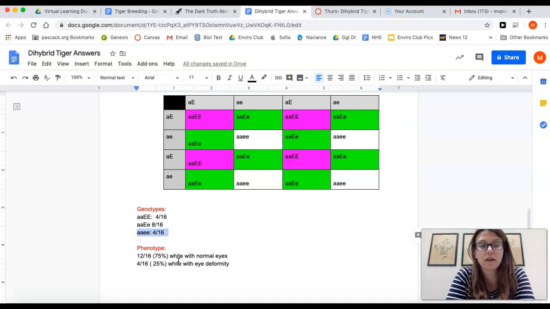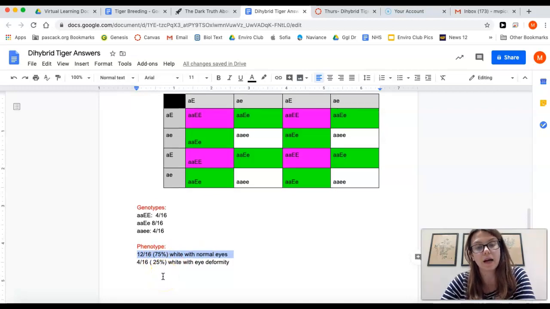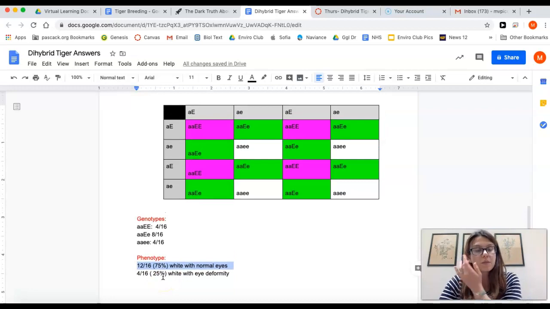So what is that going to look like in these cubs? 75% of them, or 12 out of 16, are going to be white with normal eyes. And 4 out of 16, or 25%, are going to be white with that eye deformity. So again, this explains the genetics behind breeding and why breeders really have to be educated in their biology and their genetics, whether it's dog breeding or any sort of life that you're creating, understanding how this can affect those organisms.